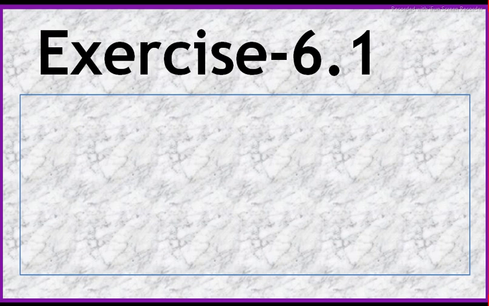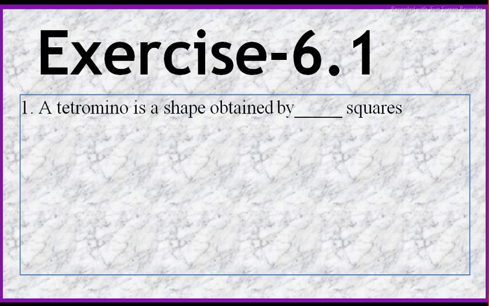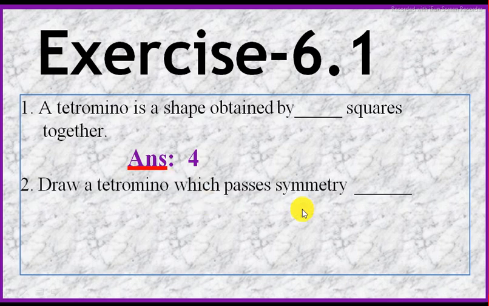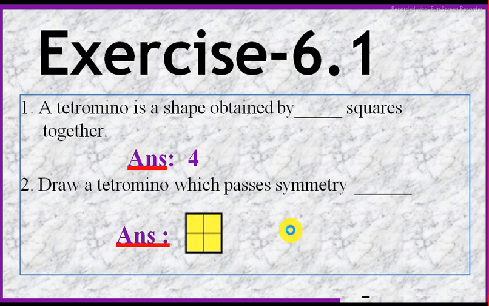So exercise 6.1. A tetromino is a shape obtained by joining dash squares together. Since it is a tetromino, it is 4 squares together. Draw a tetromino which has symmetry. The tetromino which has symmetry is the square tetromino, because you can draw the horizontal line of symmetry and the vertical line of symmetry. It looks the same.